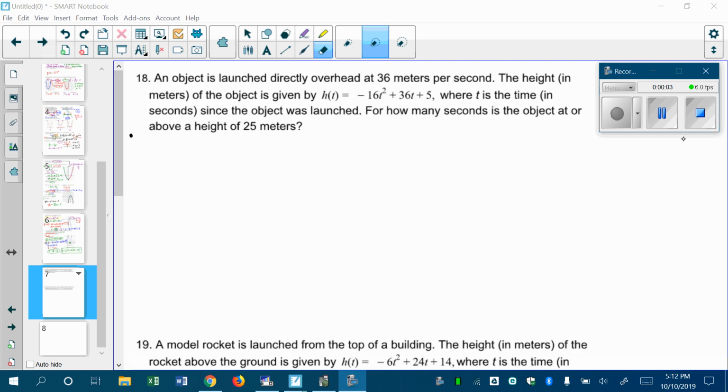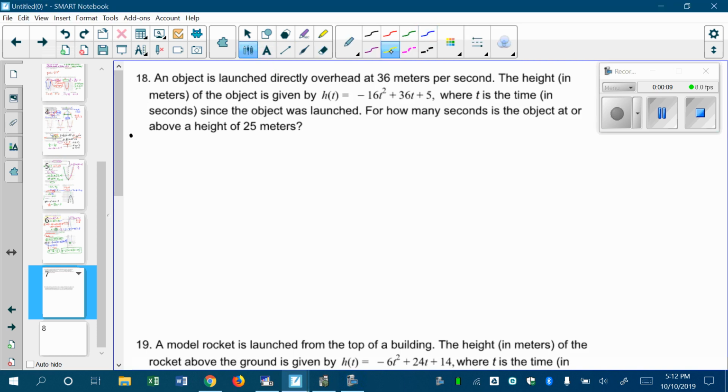Hi, this is a help video for the Unit 2 review, just number 18. In this problem, we're being given an equation for a parabola, but there's a story around it. And so I know because of the 16 being negative, as well as from the story, that my parabola has to be something that goes upside down like this.